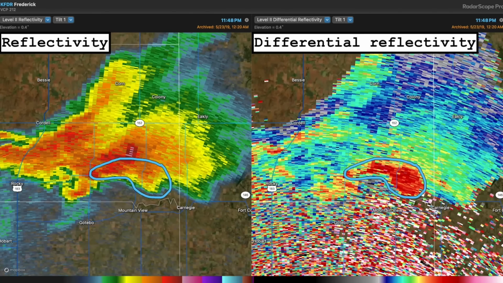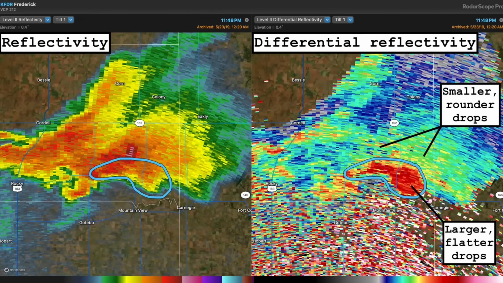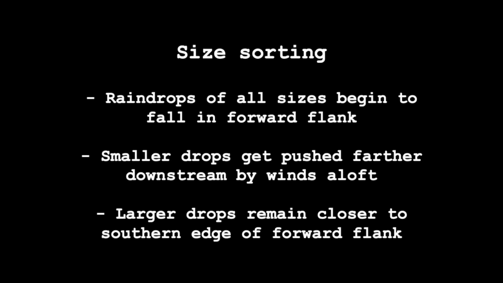The ZDR arc occurs due to a preponderance of oblate, or flattened, raindrops that become confined to this region, a process called size sorting. The mechanism behind this size sorting process is the veering and strengthening of the winds with height, i.e. vertical wind shear, that occurs in supercell environments, as smaller raindrops that fall with lesser velocity are advected farther from their source region than larger raindrops that fall more quickly.